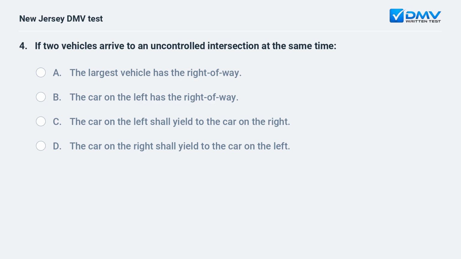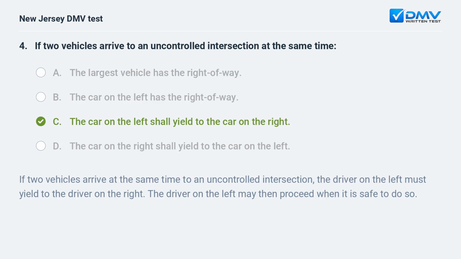If two vehicles arrive at an uncontrolled intersection at the same time? A. The largest vehicle has the right of way. B. The car on the left has the right of way. C. The car on the left shall yield to the car on the right. D. The car on the right shall yield to the car on the left. C. The car on the left shall yield to the car on the right.